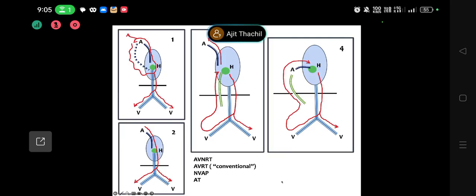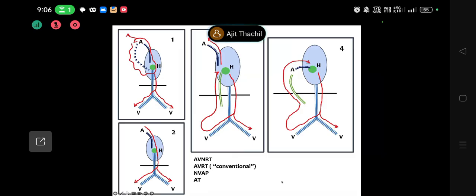So we are talking about 4 circuits that go from atrium to ventricle through the His bundle, meaning the A to V conduction is through the His bundle, and the hallmark of A to V conduction through the His bundle is a normal HV interval. Everything else is para phenomenon, but the hallmark is a normal HV interval. So we are talking about tachycardias with a 1:1 AV relationship with a normal HV interval.